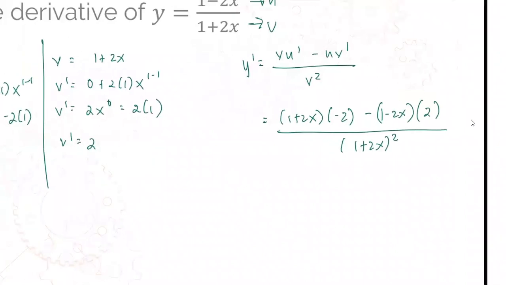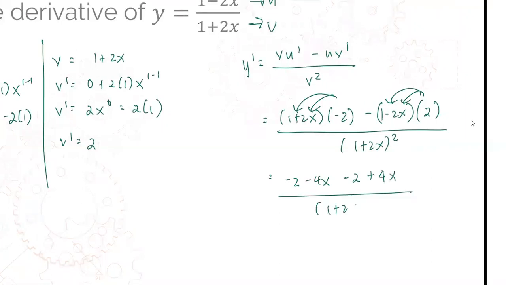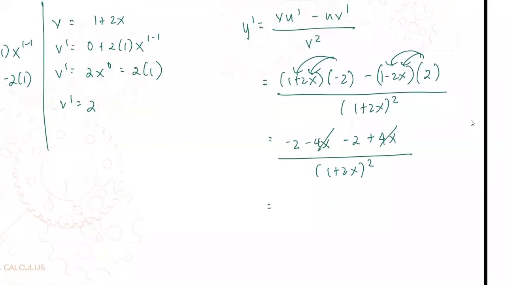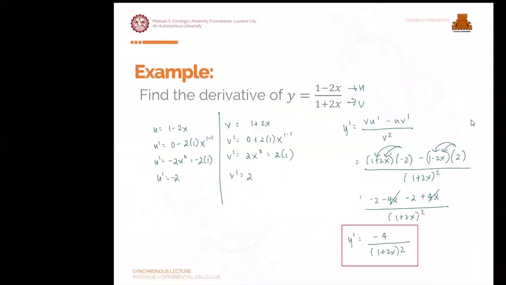Okay? Simplify, distribute natin. So we have negative 2, negative 4x, then negative 2, positive 4x all over 1 plus 2x squared. Numerator, simplify. We have to cancel out yung may x kasi magiging 0. Then negative 4 all over 1 plus 2x squared. So this will be your derivative for the given equation.